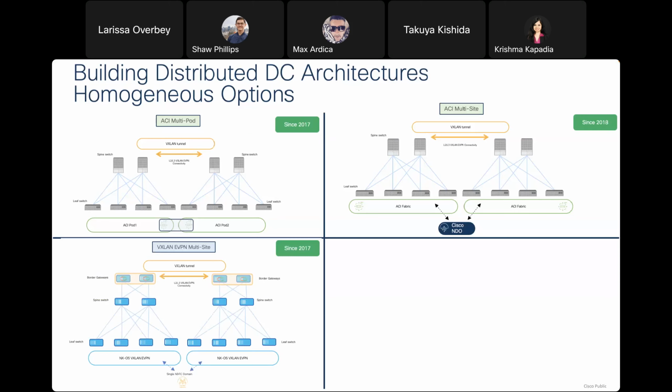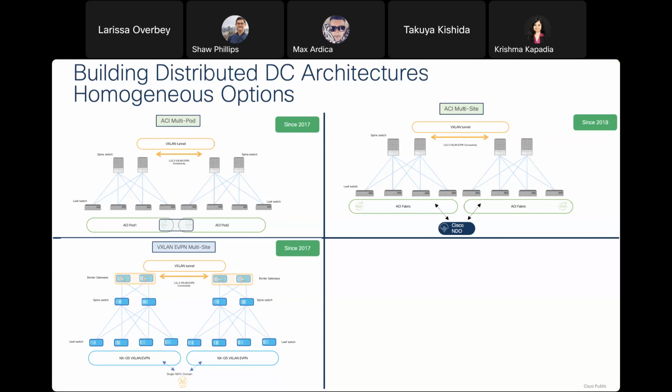Now, we introduced VXLAN EVPN multi-site, and that allows multiple leaf and spines in a VXLAN EVPN environment to be interconnected to each other. This is done today with a border gateway. That border gateway is like the interface of the fabric, and it's the point of control, whether the L2 VLAN is extended or the VRF is extended to another site.